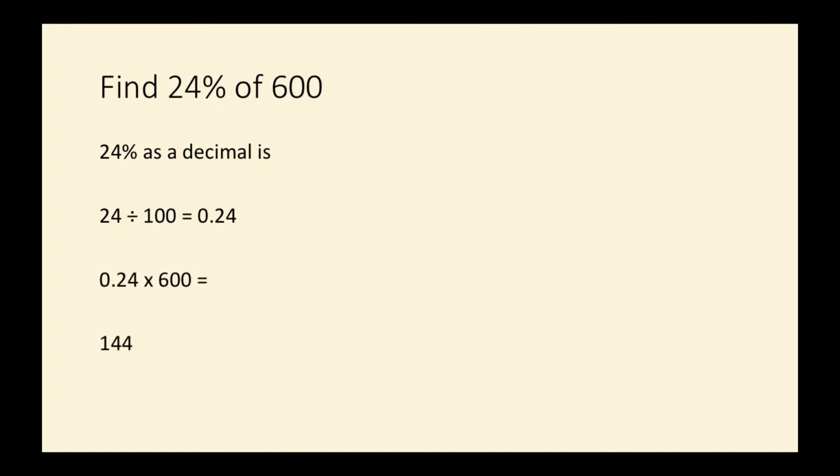Let's look at another example. 24% of 600. Again, if you can remember the pattern, then you should know, but if not, we just divide it by 100 and it's 0.24. It's a really simple pattern to remember. We just move the decimal point 2 places back. So 0.24 then, and all we do is times that by 600 and it gives us 144.